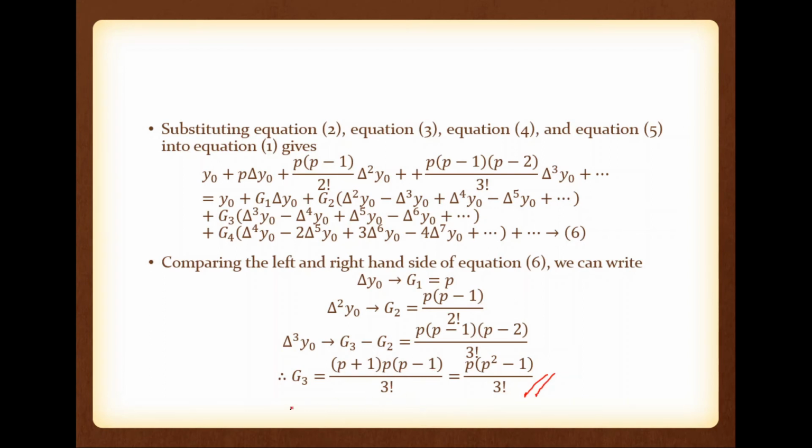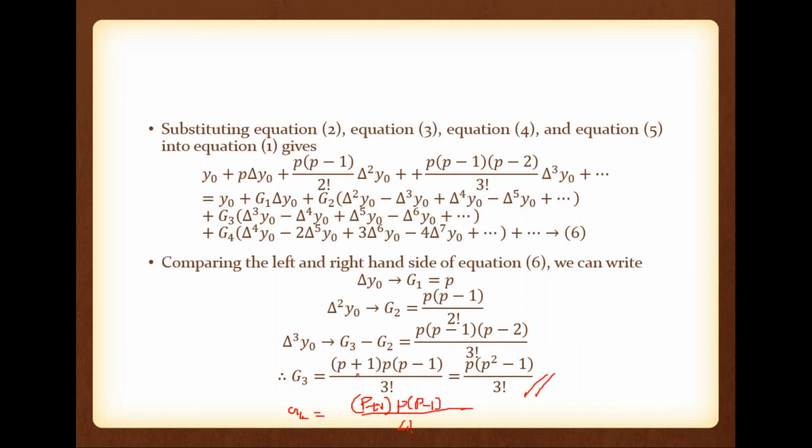Now if we are writing g4, the denominator will definitely be 4 factorial. In the numerator, the numerator of g3, that is p plus 1 into p minus 1.